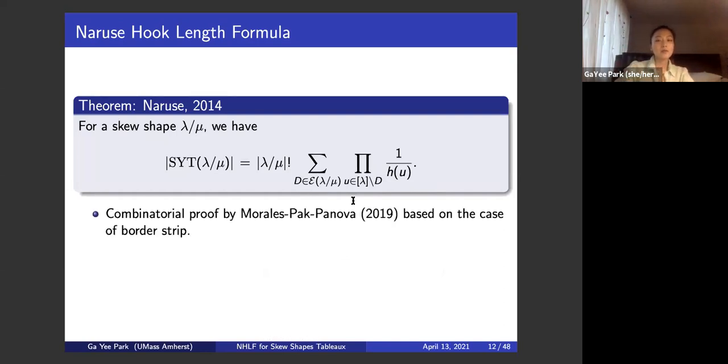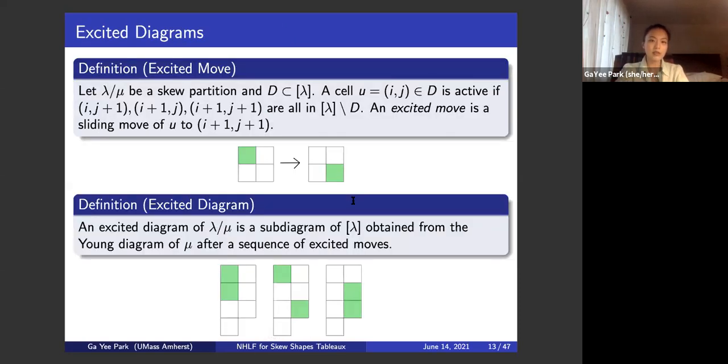Originally, the formula was proven quite algebraically, but the combinatorial proof was shown by Morales, Park, and Panova for the case of border strips, which I defined before. So these excited diagrams are obtained by this thing called excited moves. Whenever you see this 2 by 2 pattern, where this corner is colored like this, you can shift this colored corner diagonally down like that and obtain another excited diagram.